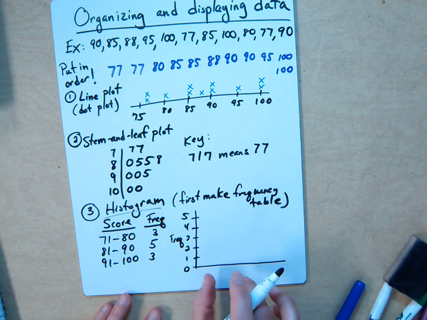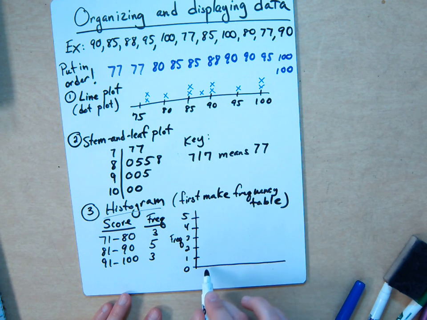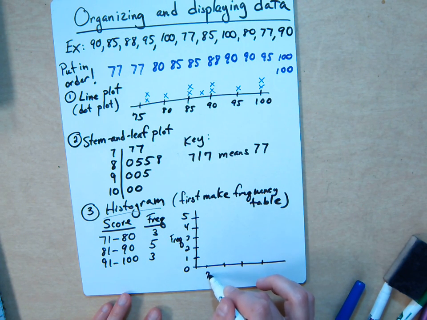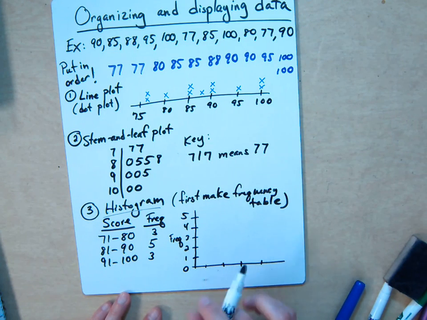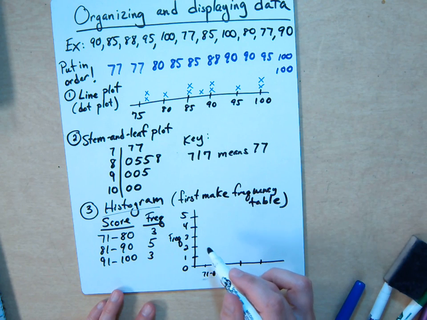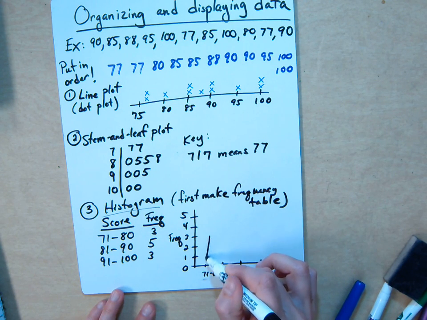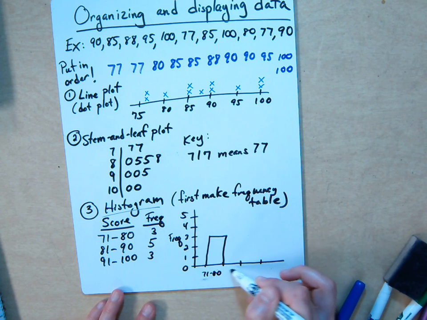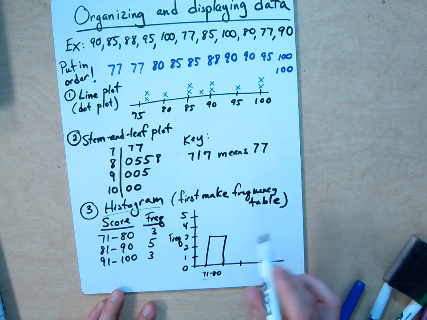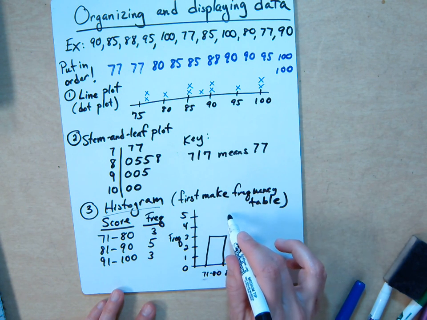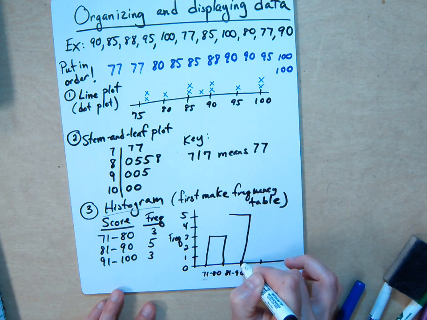And then your histogram, it doesn't matter where it starts, but what is important is that each bar is the same distance. So from 71 to 80, we'll go up to 3. So here's my bar. And again, there shouldn't be spaces in between the bars. From 81 to 90, we go up to 5. And these should be equal width.